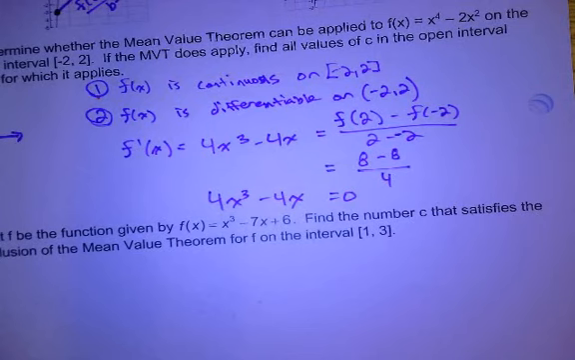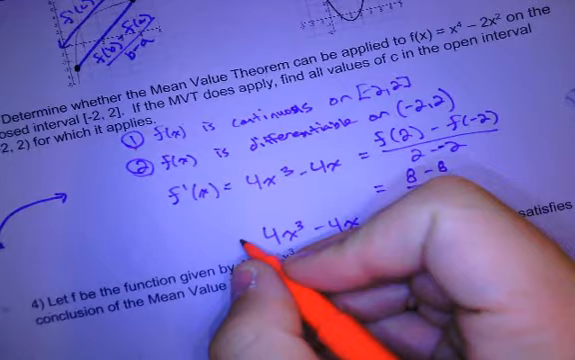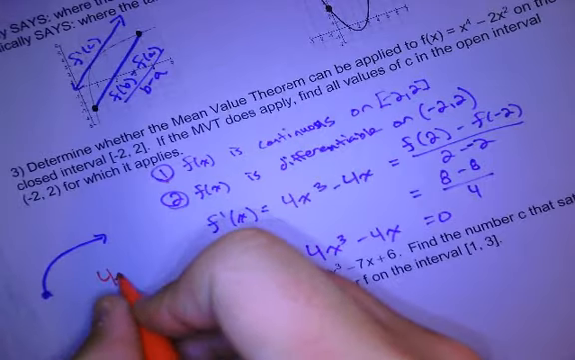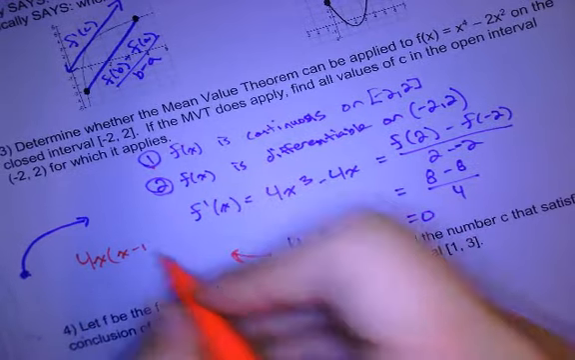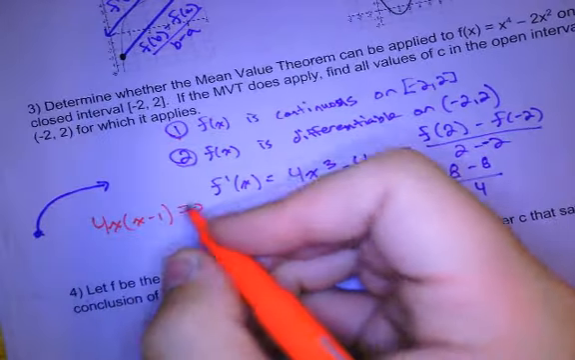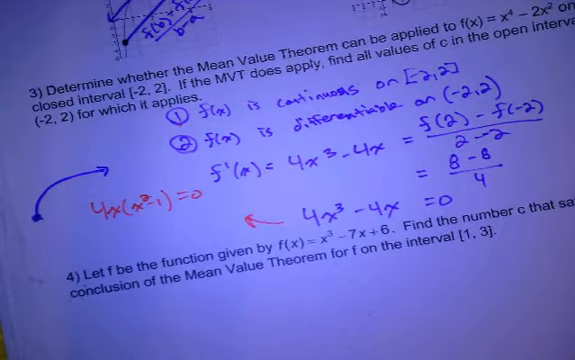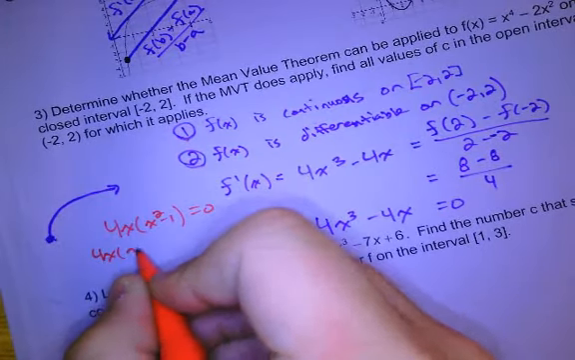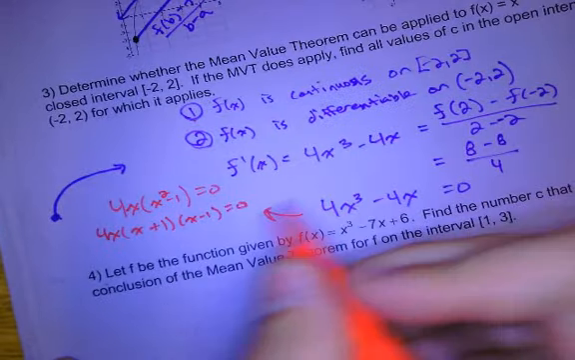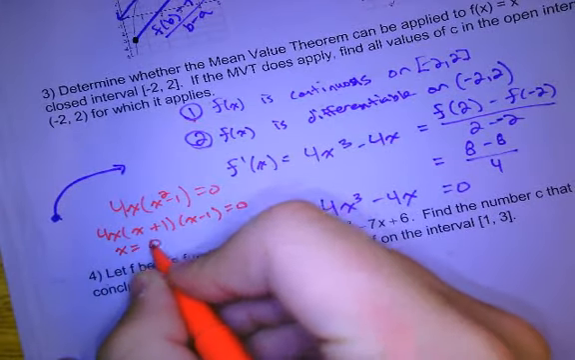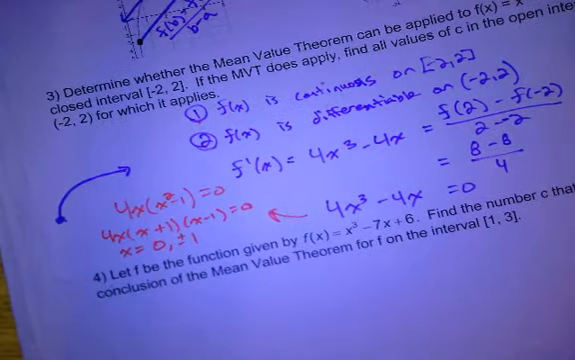Let's solve for x. How can I solve for x there? There's a GCF and we can factor it from there. What's the GCF? So 4x, what's left on the inside? x squared minus 1? So I can factor this to be 4x, x plus 1, x minus 1. So we get x values of 0 and plus and minus 1.